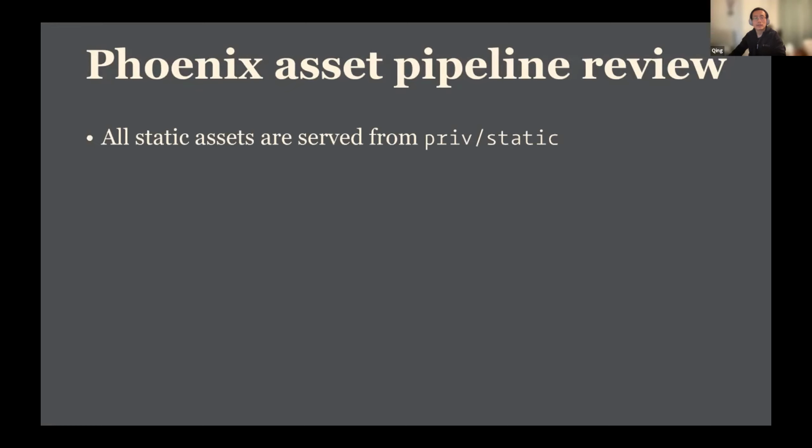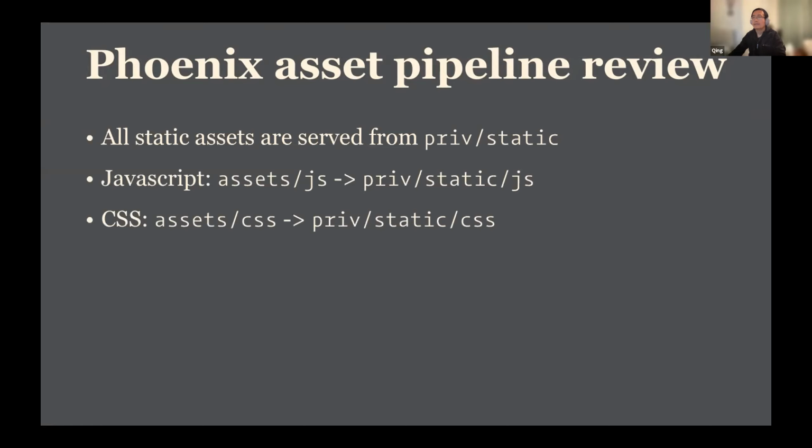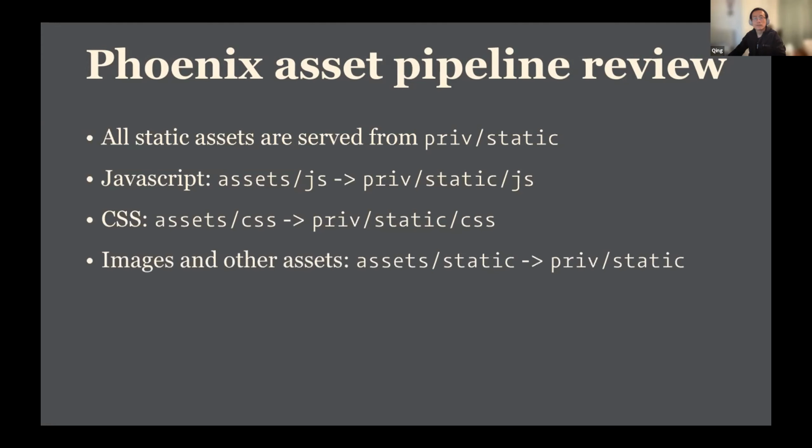First of all, static assets are served from priv static directory, and that stays the same. For JavaScript, Webpack will build and bundle them from assets/js to priv/static/js. Then very similar for CSS, Webpack will bundle them from assets/css to priv/static/css. For images, Webpack will copy them over from assets/static to priv/static. Okay, so that's how the existing assets pipeline works.